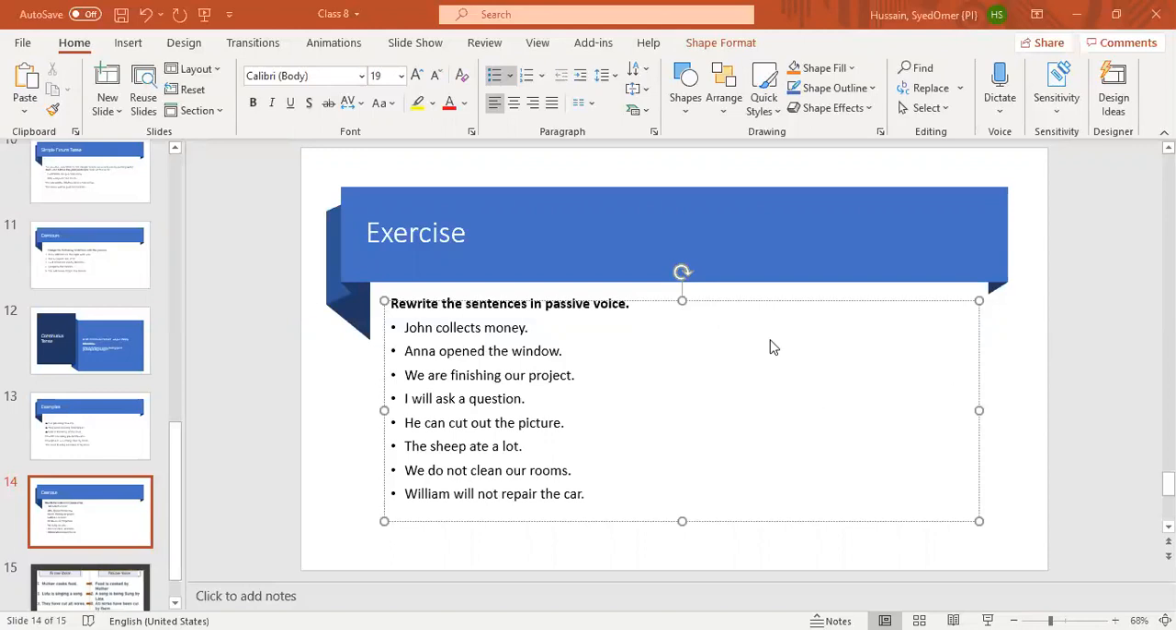Good. Next. Iman, can you explain to me the rules of passive voice? Teacher, in the rules of passive voice we use the past participle and we use by in passive voice, and the object replaces the subject. Very good. Okay. Good, Iman.